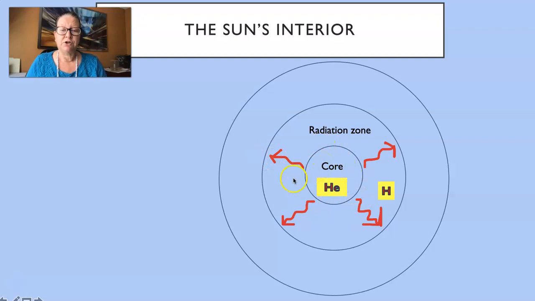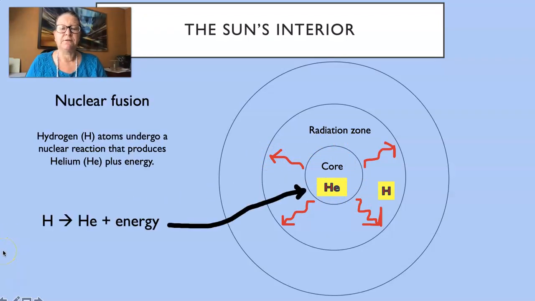Now, how is that energy produced? Well, the Sun undergoes something called nuclear fusion, and this is where hydrogen atoms undergo a nuclear reaction that produces helium. Here's a simplified way to look at that equation. Hydrogen goes to helium. But it also gives some energy, and that energy is what we feel, the heat of the Sun. So this happens right here between the core and the radiation zone.